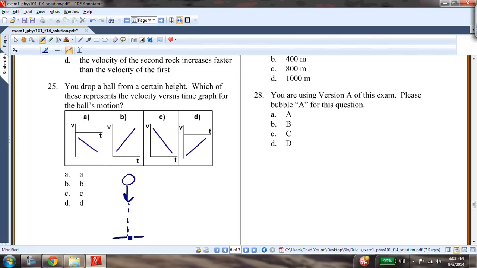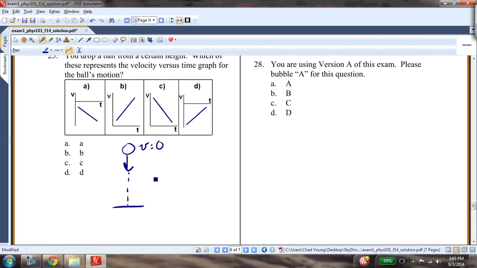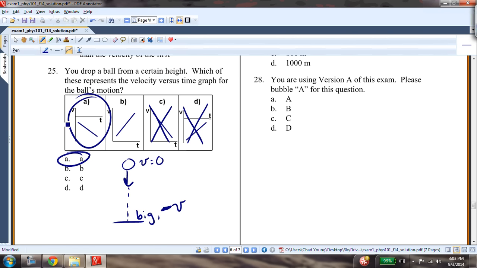Or you drop a ball from a certain height, and it falls down to the ground. Which of these is the velocity versus time graph? Well, initially it has a velocity equal to 0. And then it gets a big negative velocity. So that gets rid of this one and this one, because neither of those have a 0 velocity initially. And it gets a big negative velocity. So A is the right answer. Which number is that? 25 is A.